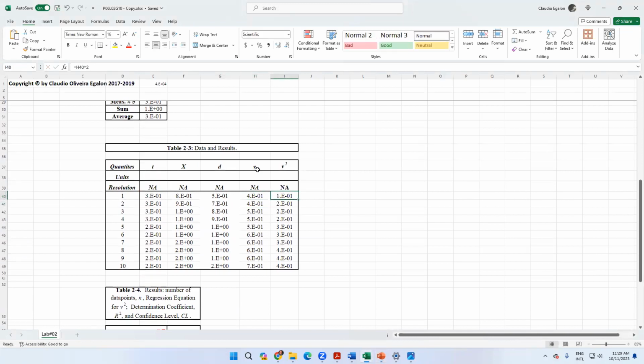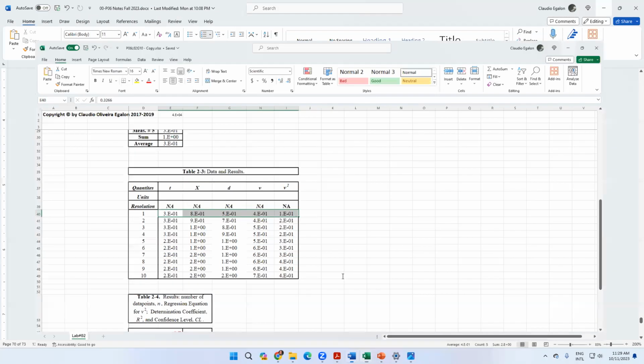Then we take the square of the velocity. Why do we take the square of velocity? There's a reason for that. Okay? Don't forget significant digits here.